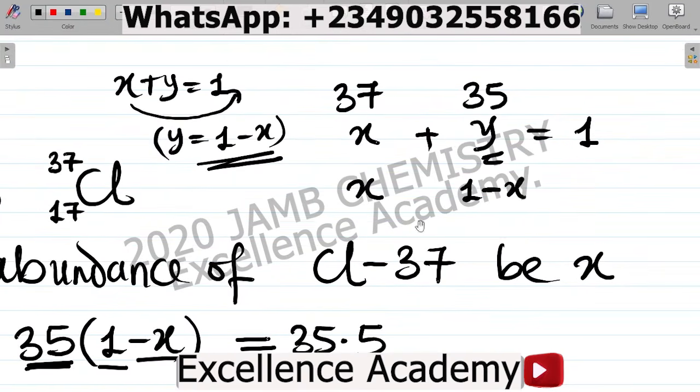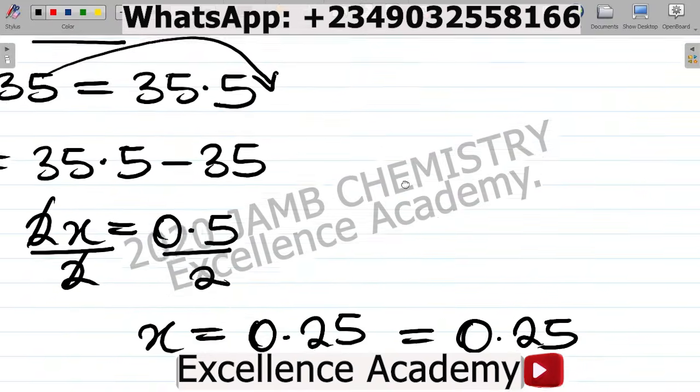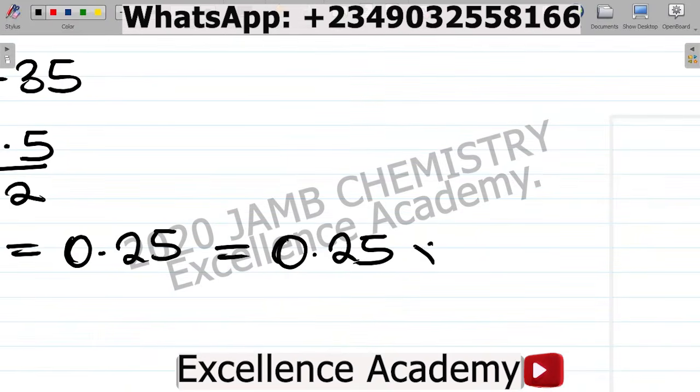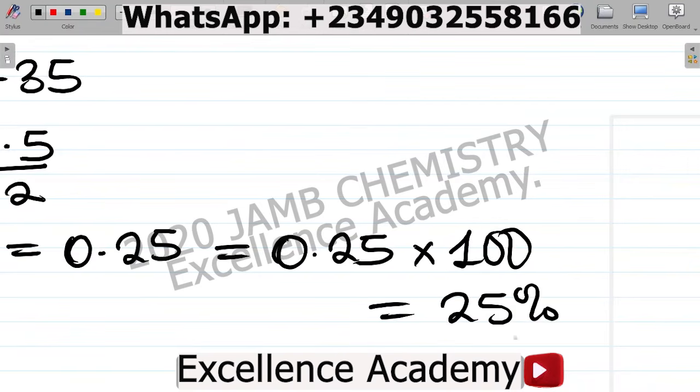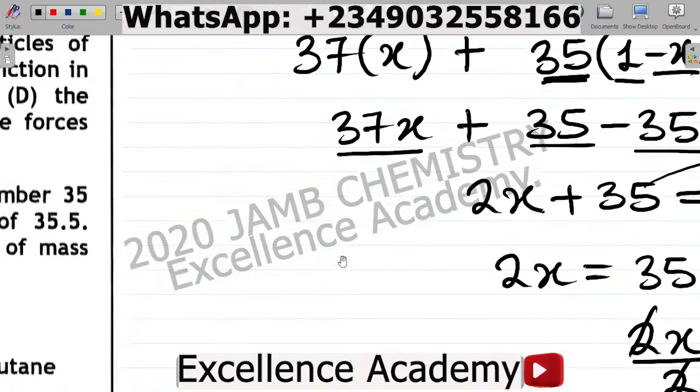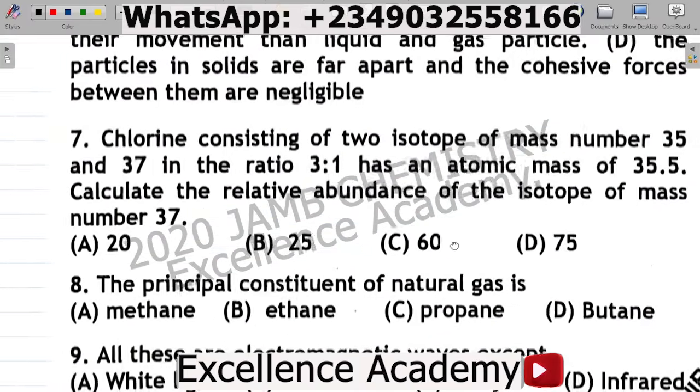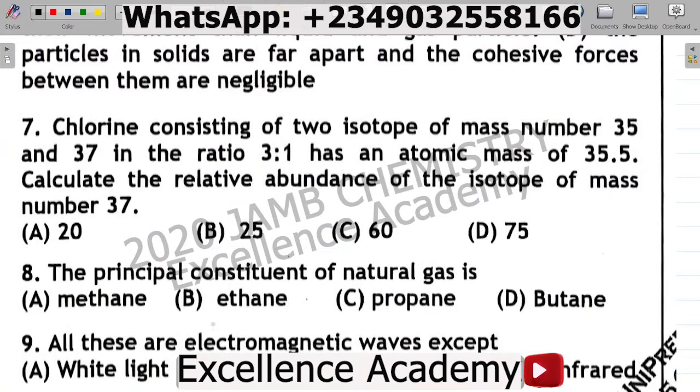Initially, this one was actually 100%. We divided by 100. So at this point, the final task is to multiply this by 100. So this times 100 is equal to 25%. So 0.25 in terms of percentage becomes 25%. So the correct answer there is 25. Let's see which option that is. That is option B, 25.